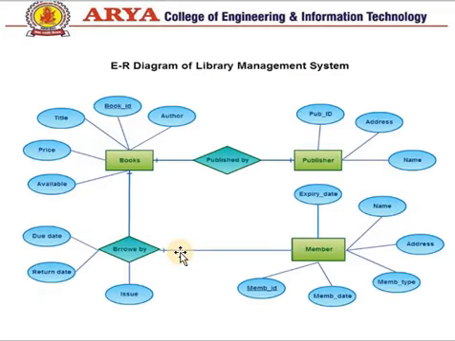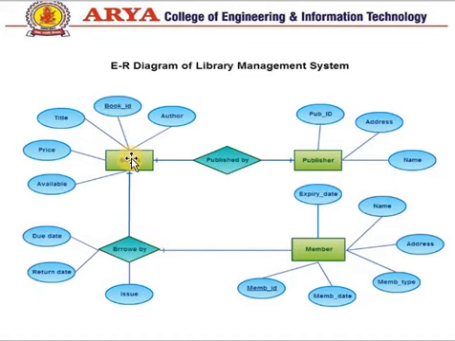Now we discuss examples of an entity relationship diagram. The first example is a library management system. In that diagram we see that books, publisher, and member are the three entities. And we see that published by and borrowed by are both relationships.